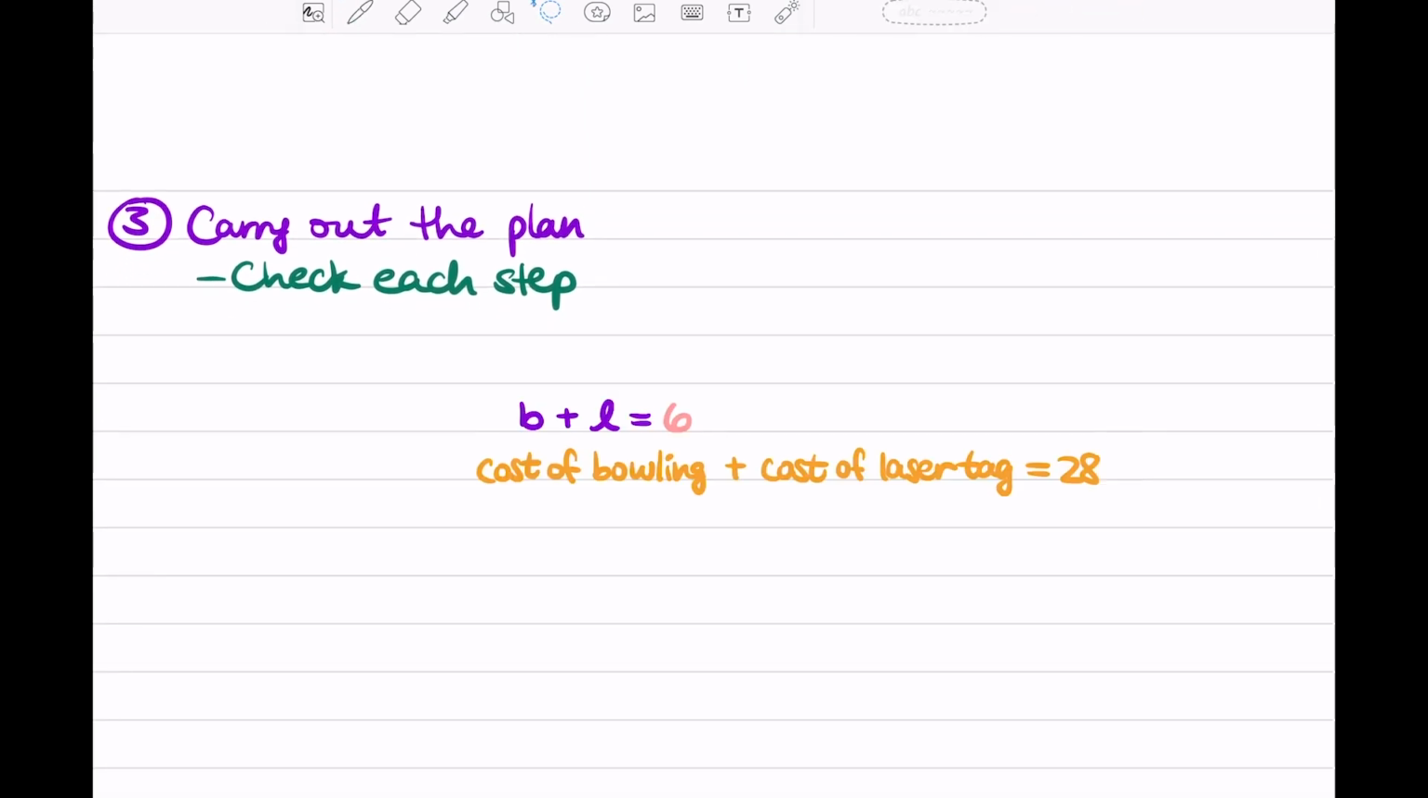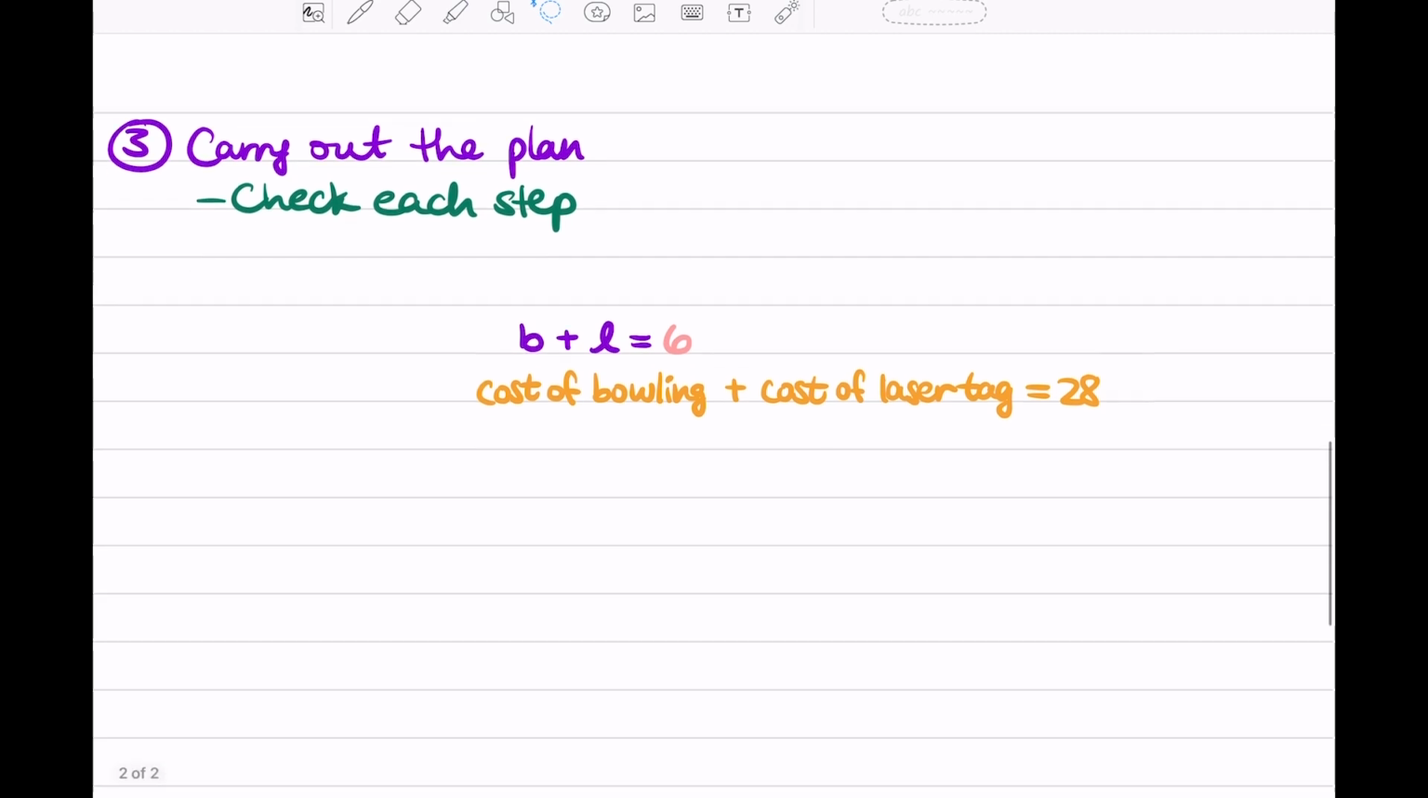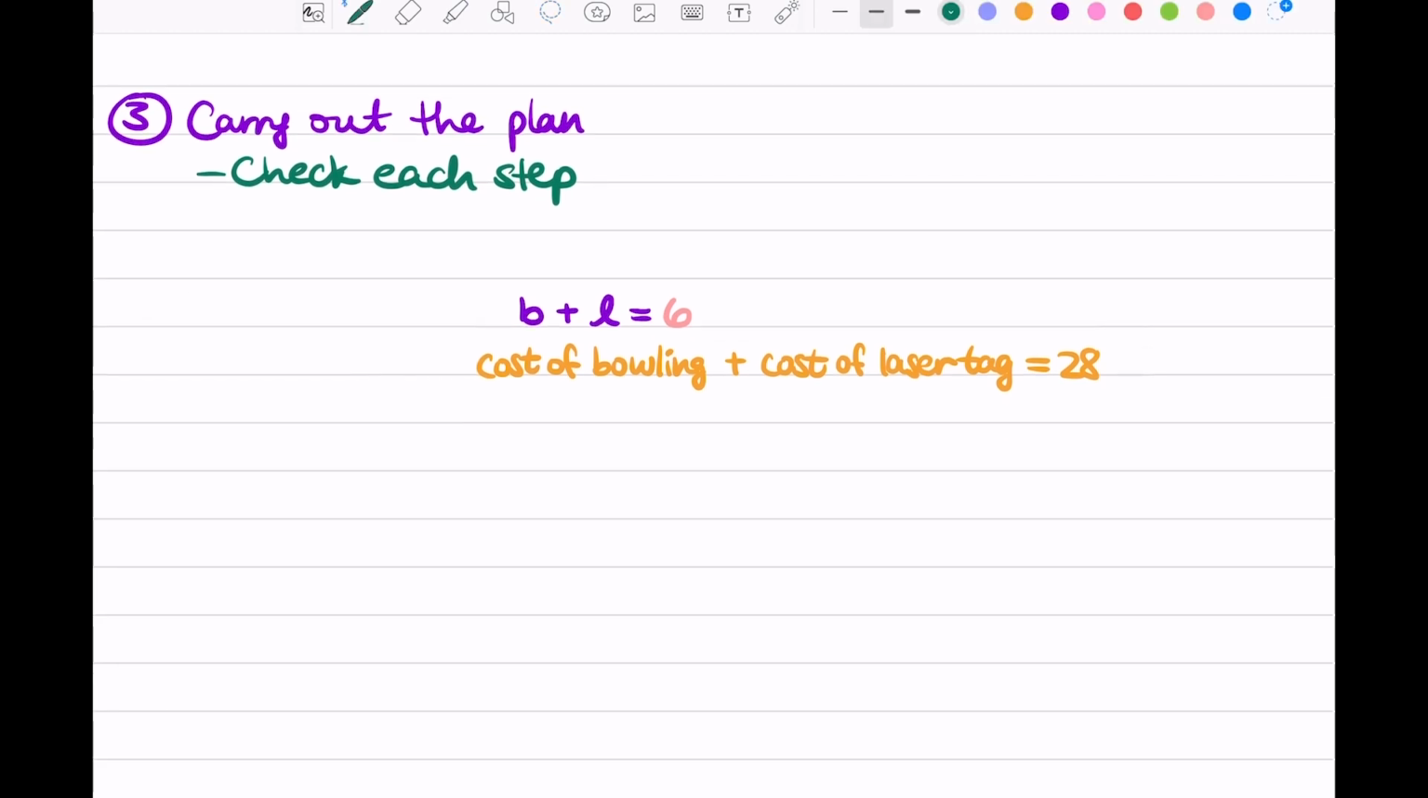Looking at our second equation, let's think about the cost of bowling. The cost of bowling is going to depend on how many hours Simon wants to bowl. If he bowls 1 hour, it's going to cost $5. If Simon bowls for 2 hours, it's going to be $10. In other words, it'll be 2 times $5. $5 is the cost of 1 hour of bowling. You just multiply that by 2. In a similar way, if Simon bowls for 3 hours, it'll be 3 times $5.